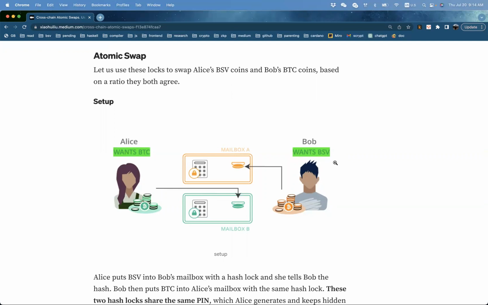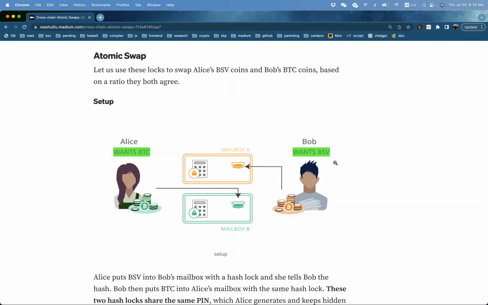But then obviously there's a problem, right? Because what if I send you and you just run away? Then you got both the BTC and my BSV, which is not good, right? Which is not a fair exchange. Vice versa, if you send me first, I may run away, right? So then you end up with nothing, which is also not good.